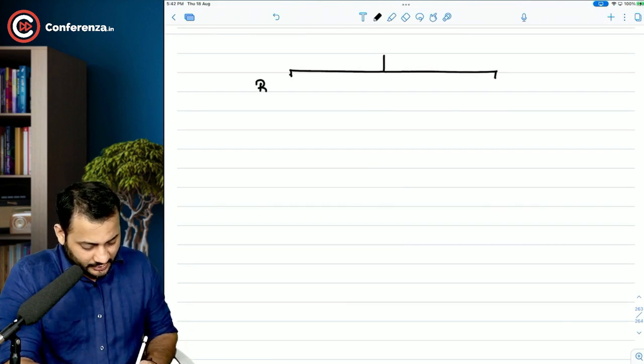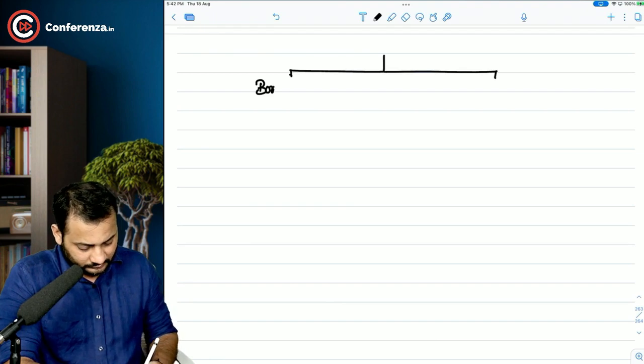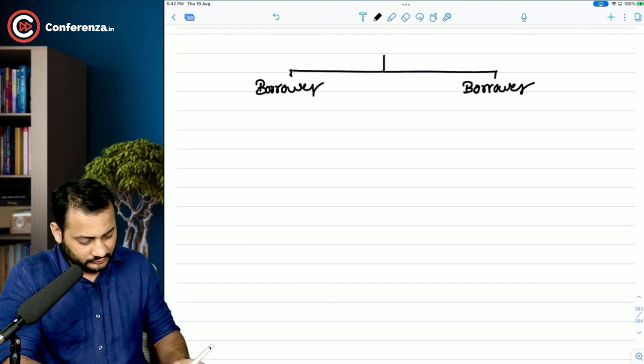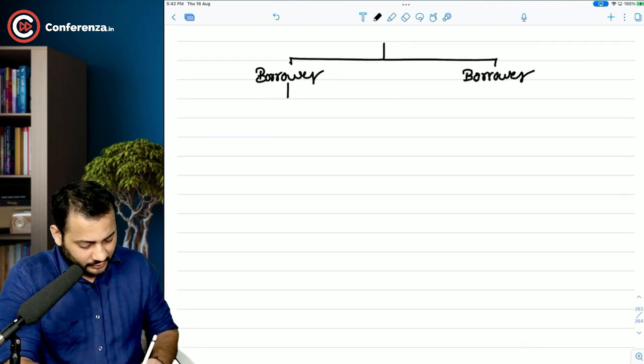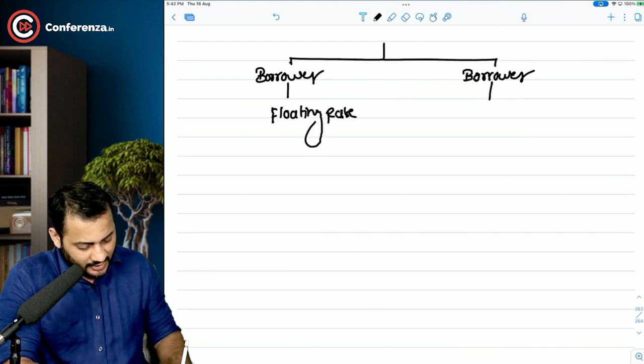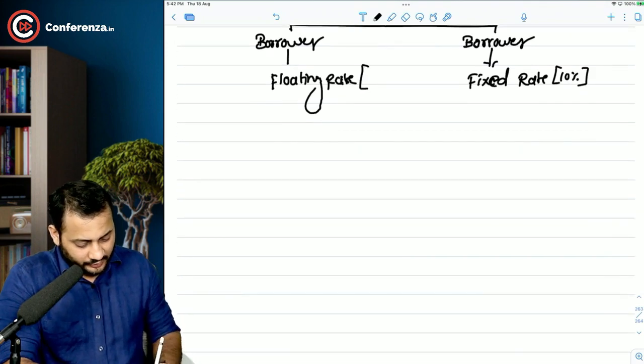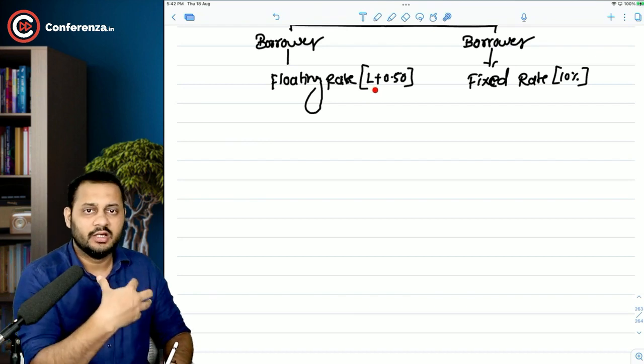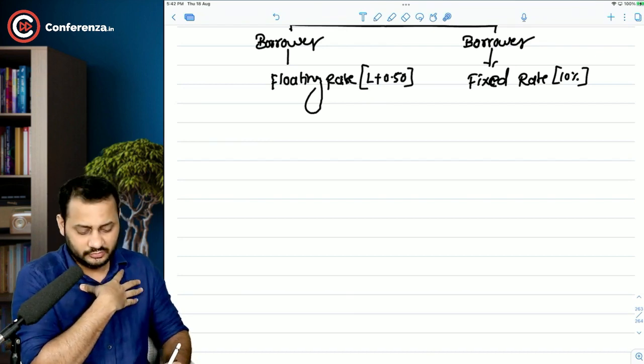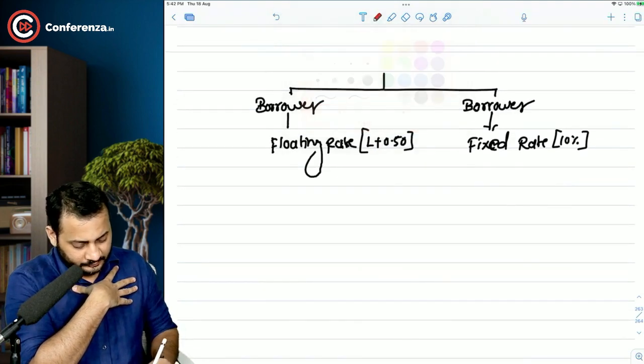So let's say you are the borrower. I am also the borrower. Let's say you have taken a loan at a floating rate, and I have also taken a loan, but I have taken it at a fixed rate, and the rate is 10%. Floating rate, let's say, is LIBOR plus 0.50. So this is going to be the interest payment for you and me.